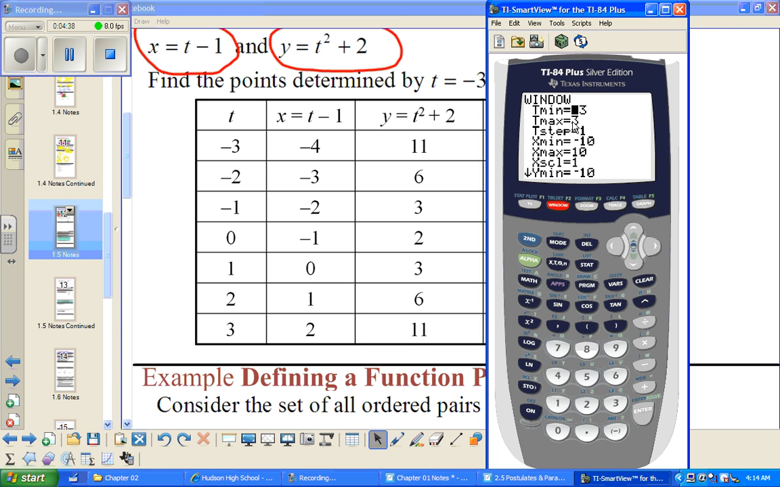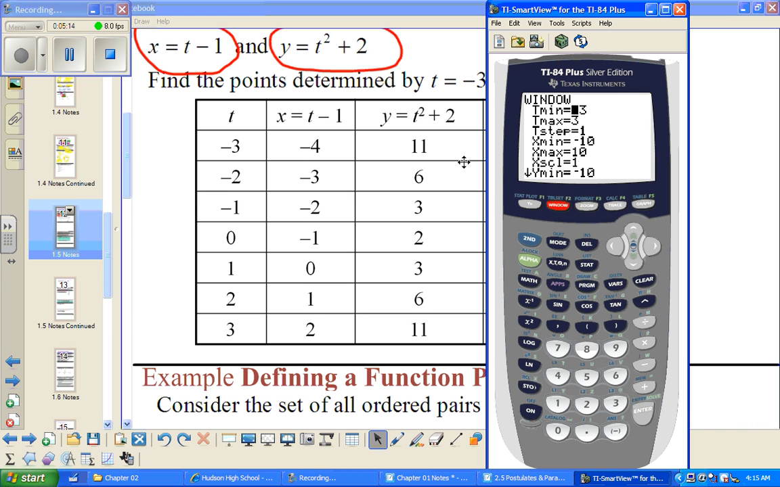Now, here you've got to be careful, because what you put in here determines what your graph is going to look like. T-min and T-max are what the grapher is going to plot. It's going to plot the points from negative 3 to 3. The T-step is how often it'll plot points. Right now the T-step is 1, which means it's going to plot a point every 1 T-value, just like we did.